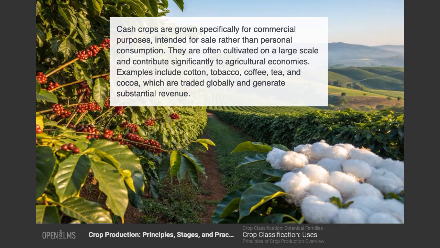Cash crops are grown specifically for commercial purposes, intended for sale rather than personal consumption. They are often cultivated on a large scale and contribute significantly to agricultural economies. Examples include cotton, tobacco, coffee, tea, and cocoa, which are traded globally and generate substantial revenue.